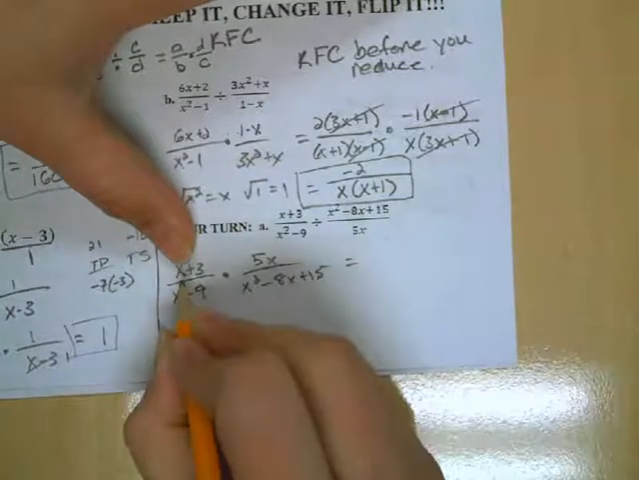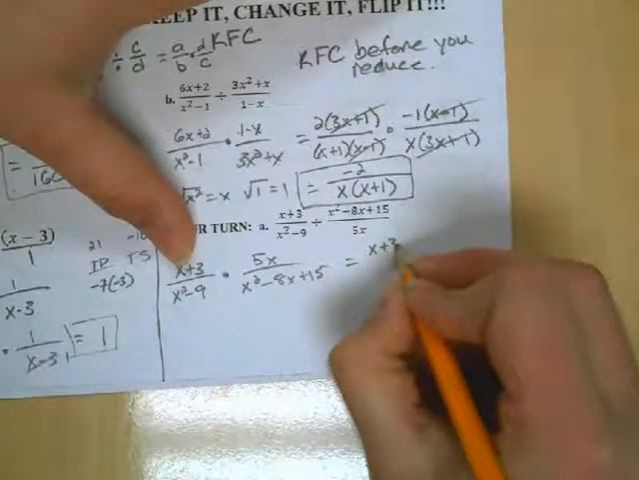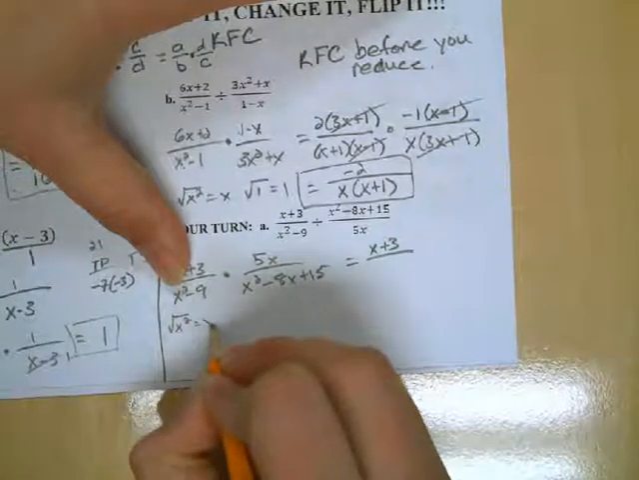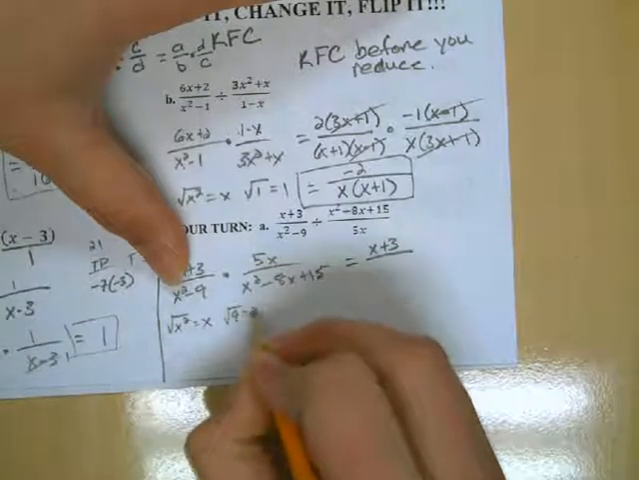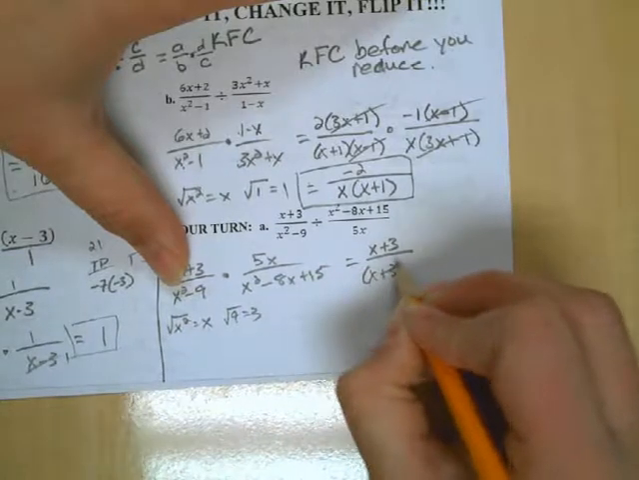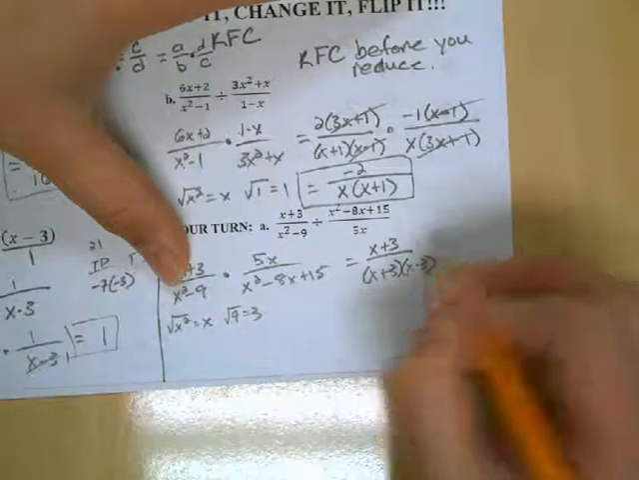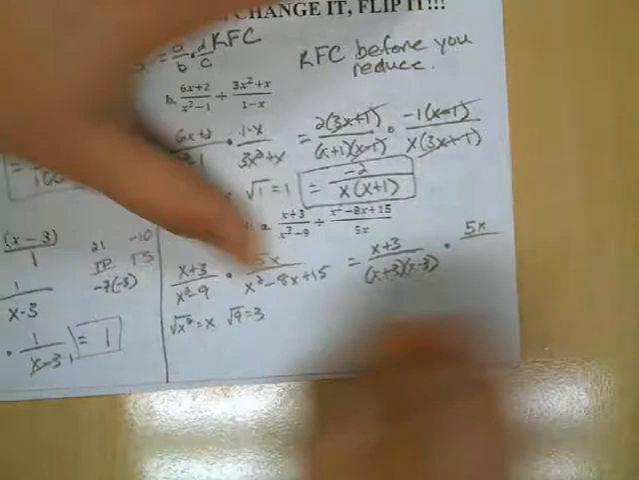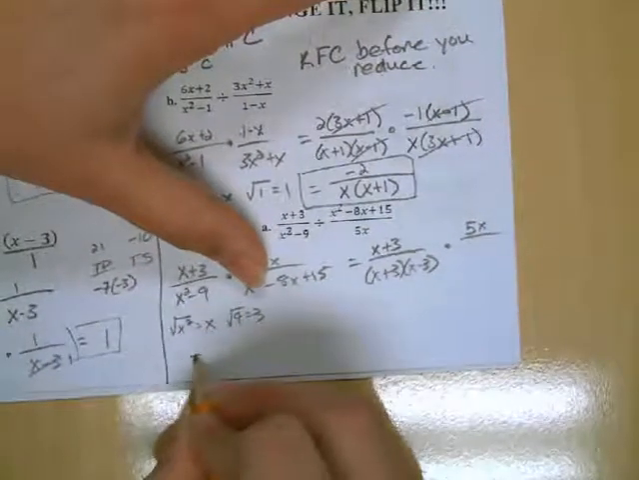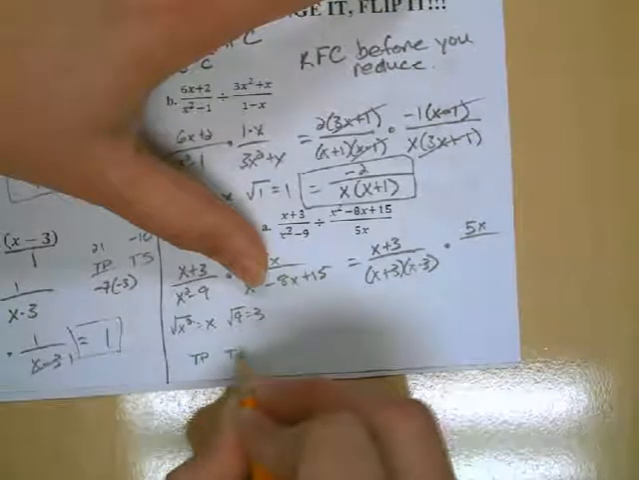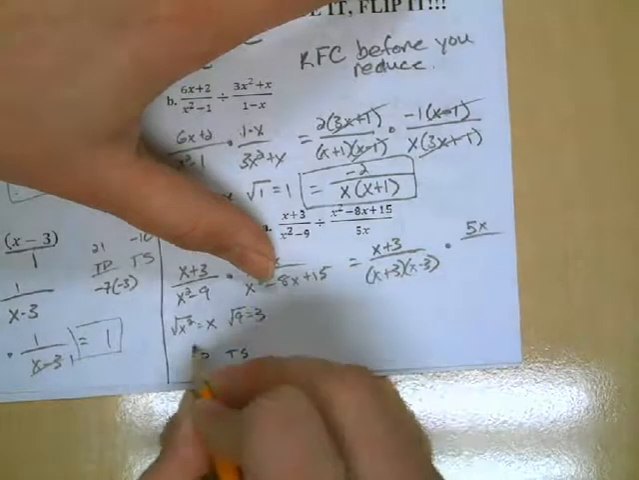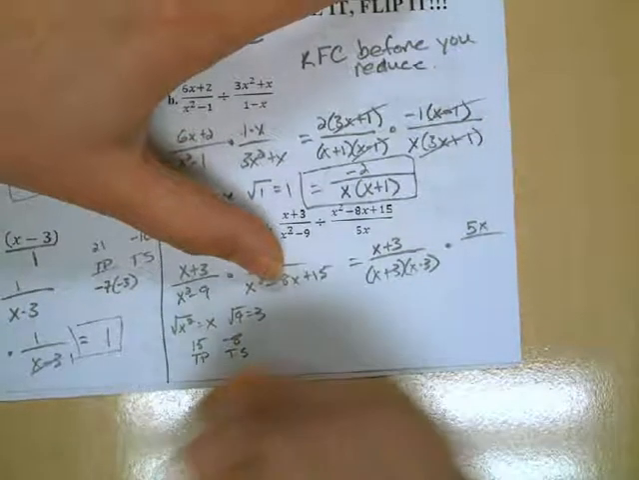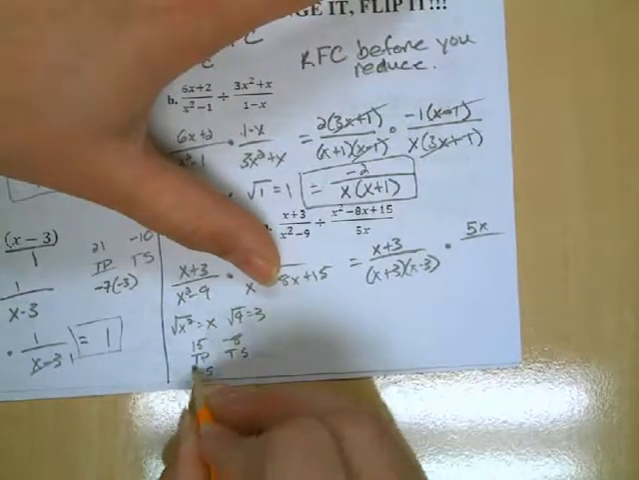This one right here, x plus 3, stays the same. This is a difference of perfect squares. Square root of 9 is 3, so I get x plus 3, x minus 3, times the top. There's nothing there to factor on bottom. Target product, target sum. Target product is 15. Target sum is negative 8. Two numbers that multiply to 15 but add to negative 8 would be negative 5 and negative 3.